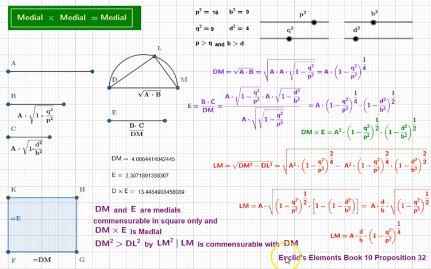So that means we have completely taken care of this issue of finding two medial lines DM and E commensurable in square only, where the rectangle contained by them is medial and DM square is greater than DL square by LM square, where LM is commensurable with DM. So that is interesting, right? So that's it for now.